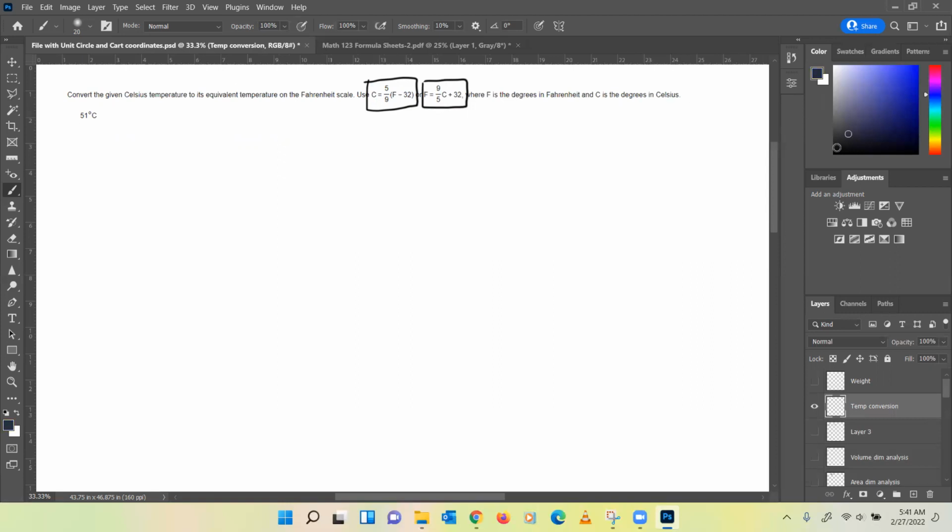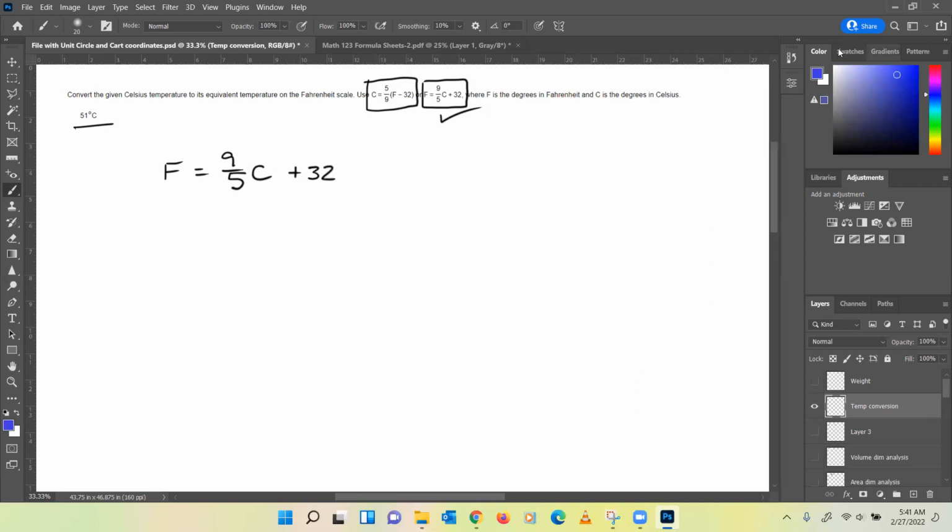Well, as it turns out, in this particular problem, I have Celsius, and they say, convert the Celsius temperature to the equivalent on the Fahrenheit scale, where F is the degrees in Fahrenheit, C is Celsius. So they gave me Celsius. I want Fahrenheit. That means I need this second formula. So I'll just take that formula and I will write it down as is.